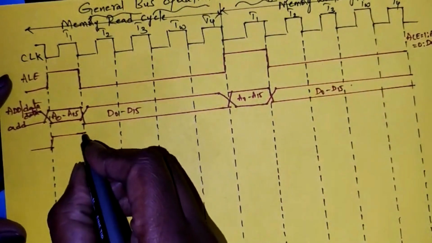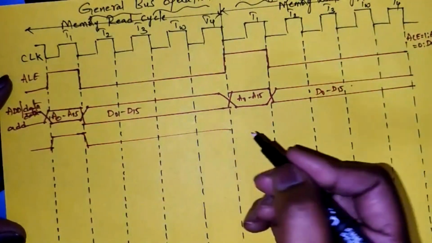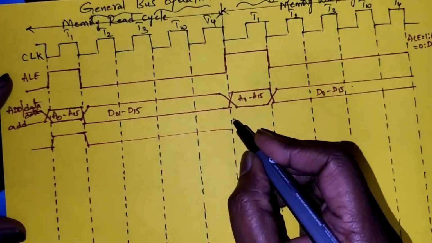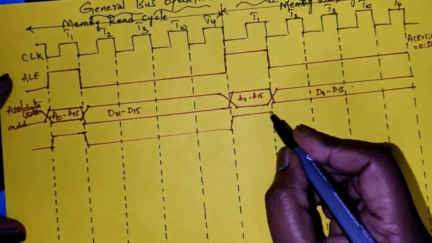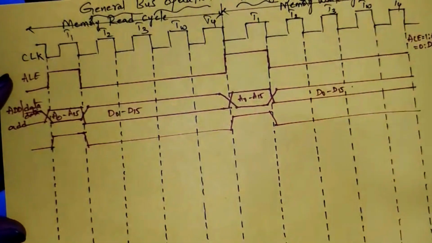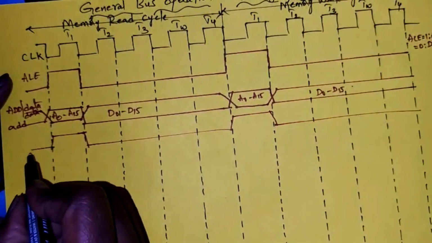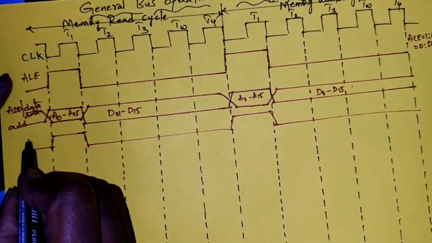During T1 it is high. For remaining clock cycles it is low. Again, for the write operation, address is high during T1, and for remaining clock cycles it is low. This is the address. Now draw the status lines.